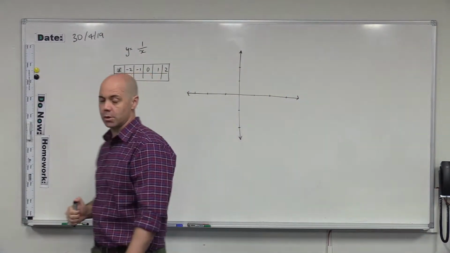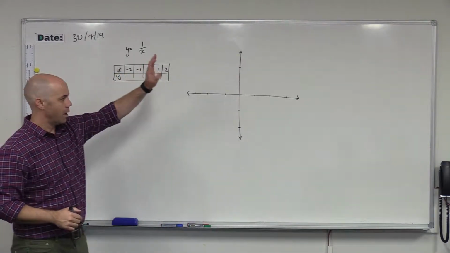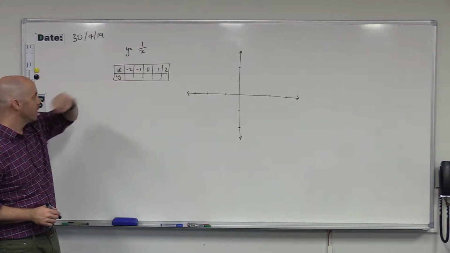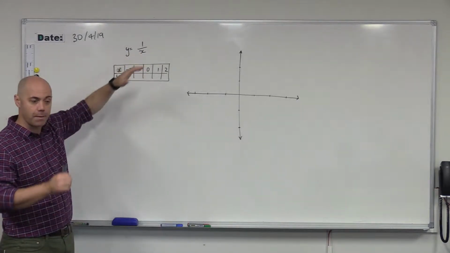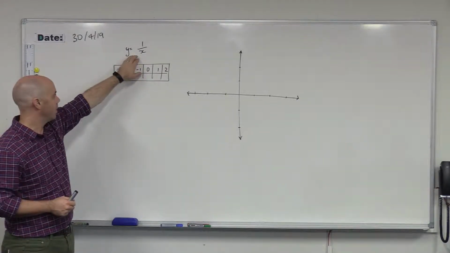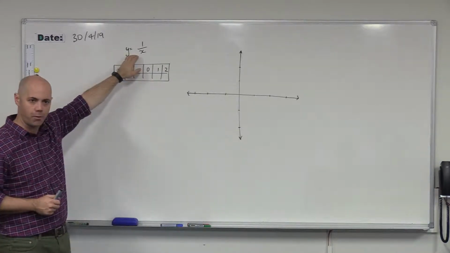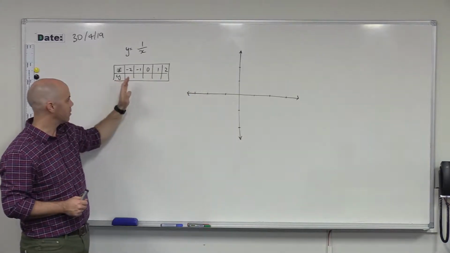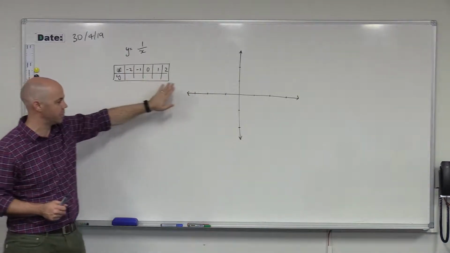As I said before about those inverse functions that produce a hyperbola for its shape. Let's consider the most basic form of the inverse function, y equals 1 over x. If I was to draw this by using a table of values, let's fill the table of values in and then draw it.